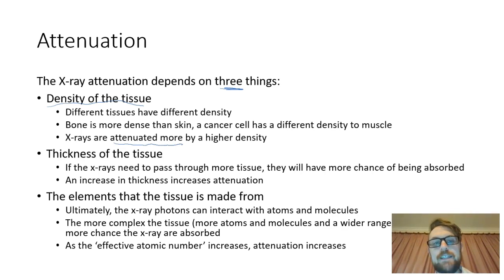Now the next thing that we have to have a look at is the thickness of the tissue. And that makes sense. If we're shining an X-ray through a really thick piece of material, more of it is going to be scattered and absorbed than if we go through a thin material. So an increase in thickness increases attenuation because there's more chance of being absorbed.